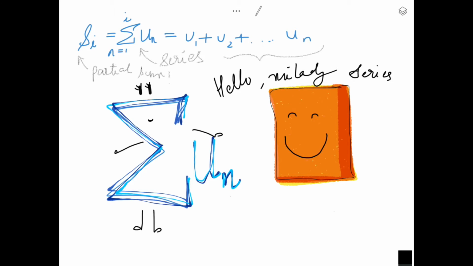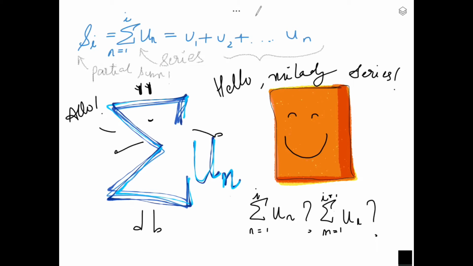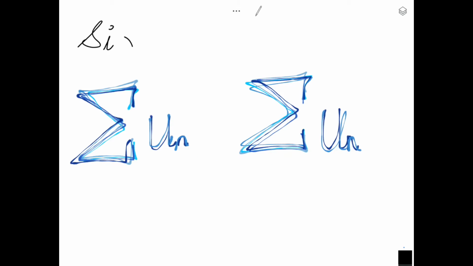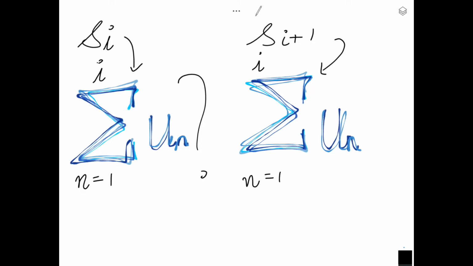So when you do see such a series in life, ask their partial sum, with respect of course. Hello, milady series. Hello. So ask them, how do you look if I take summation from 1 to the ith term as compared to when I take summation from 1 to the i plus 1th term? What I mean by that is that let's say I'm taking the summation till the ith index and then a summation till the i plus 1th index.